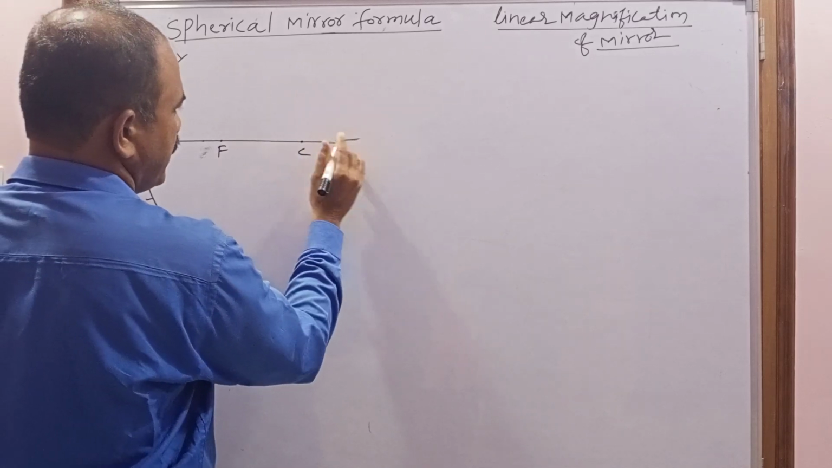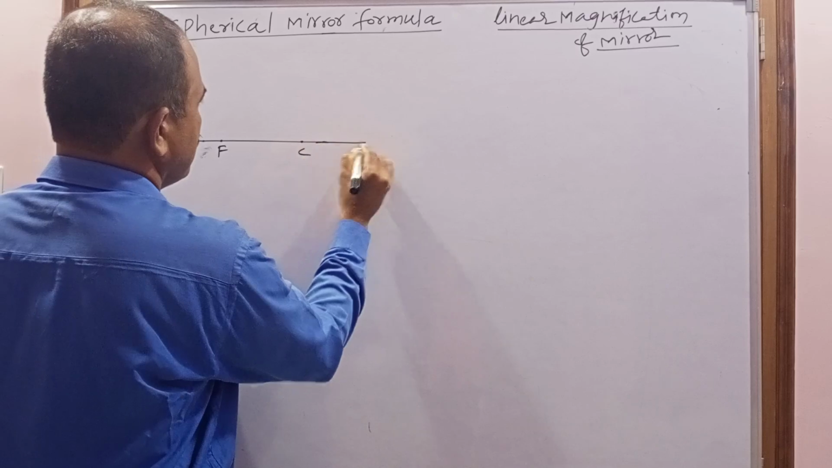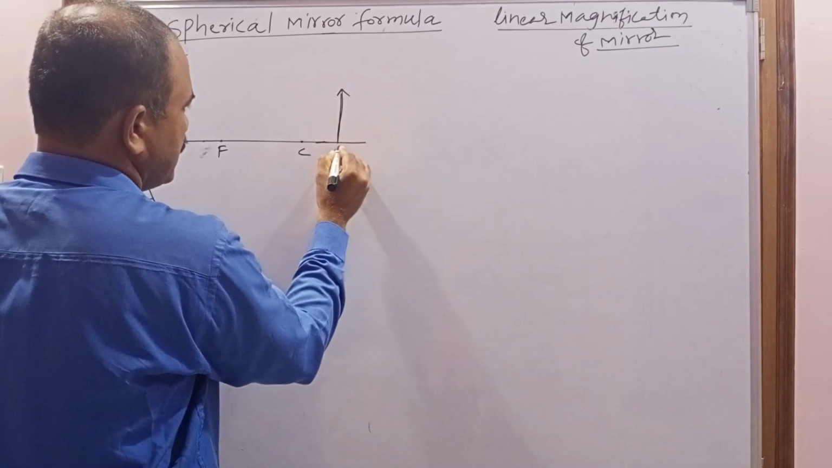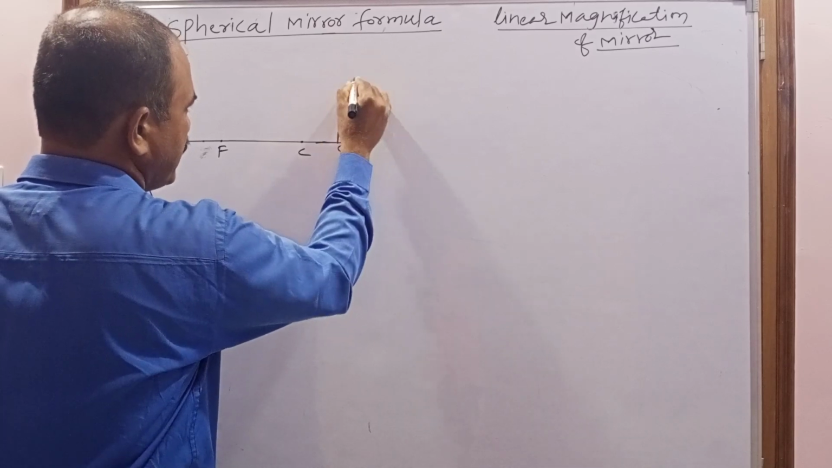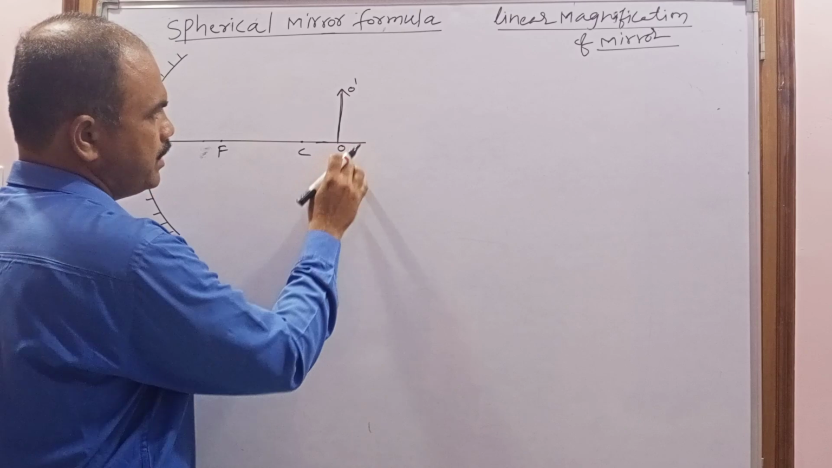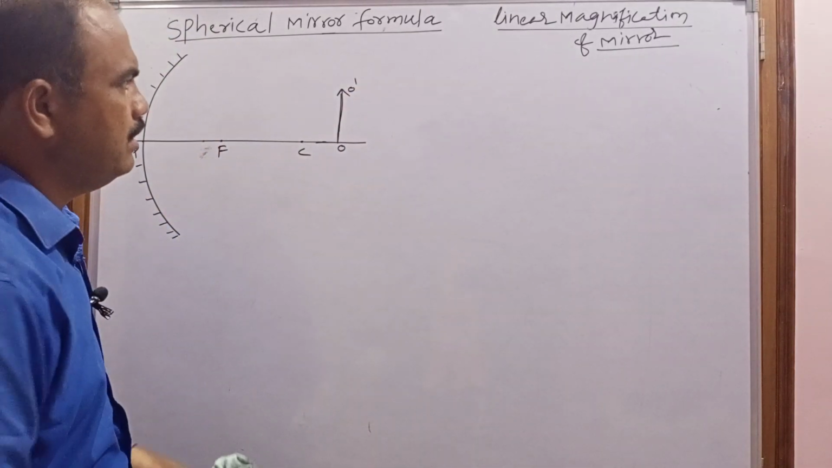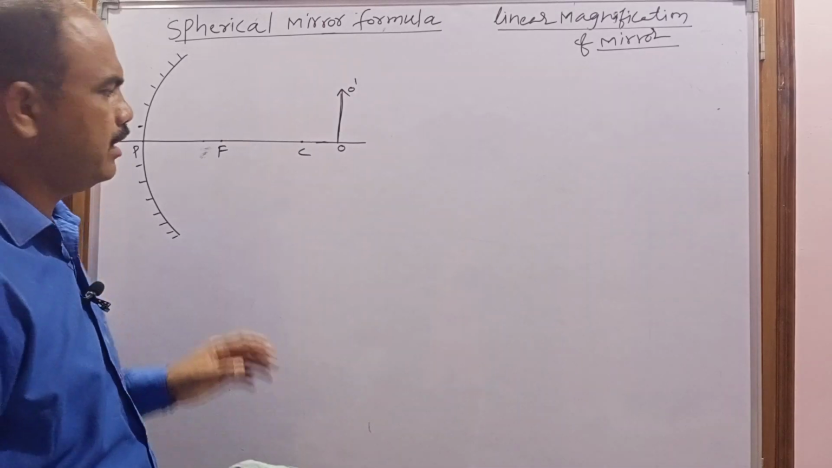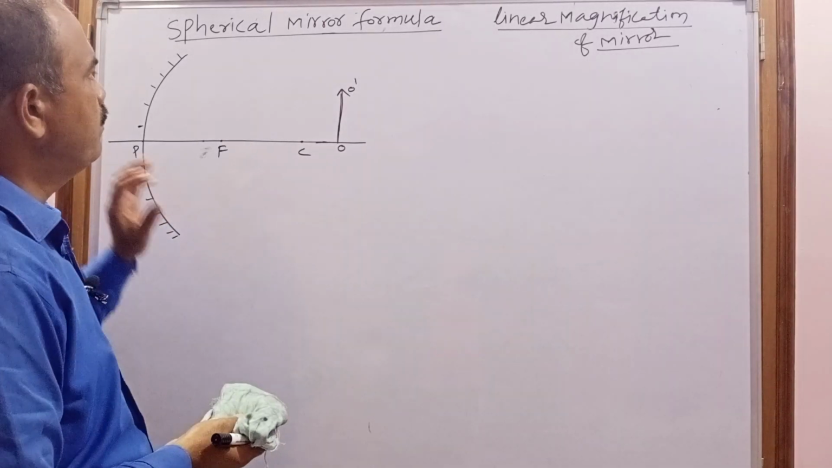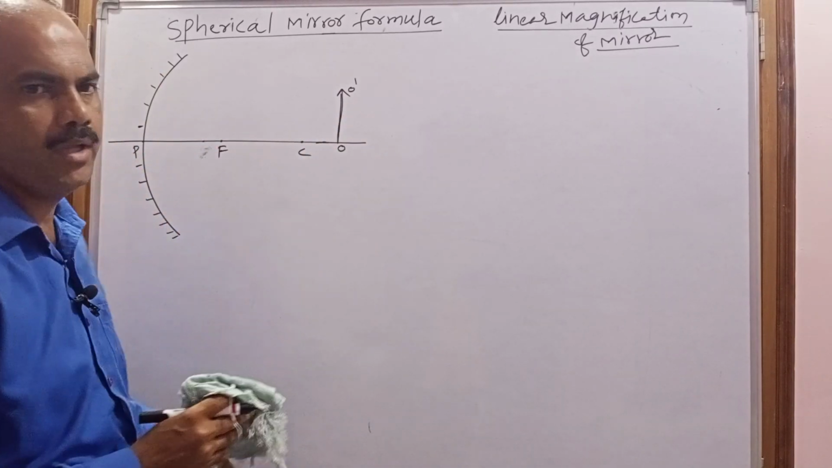So beyond C I am taking an object. One object is at beyond C. Let it be the object, and let us consider the object is O dash. This is the height of the object. Now by using the rules to draw the ray diagrams of a concave mirror, I am going to find where the image of this object can be formed by this concave mirror.